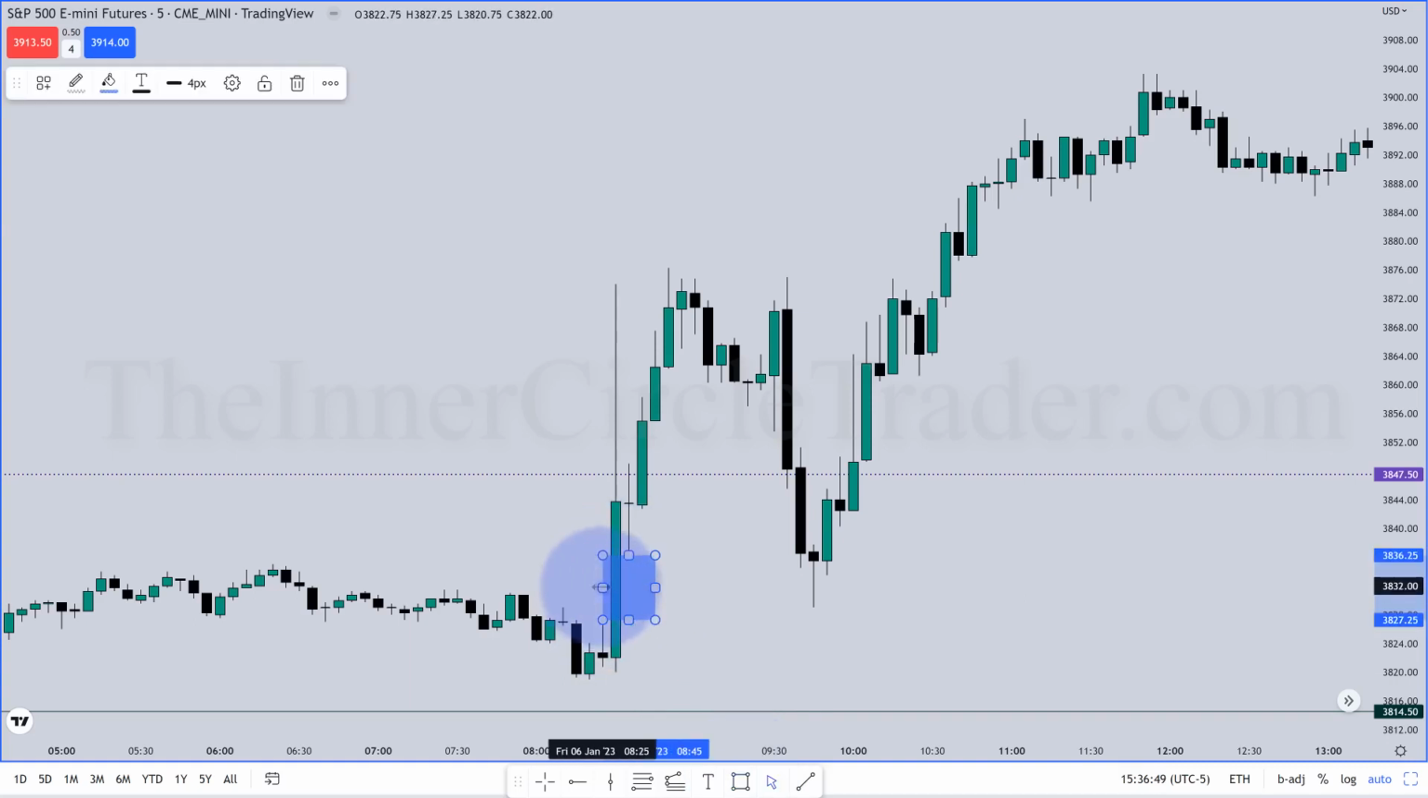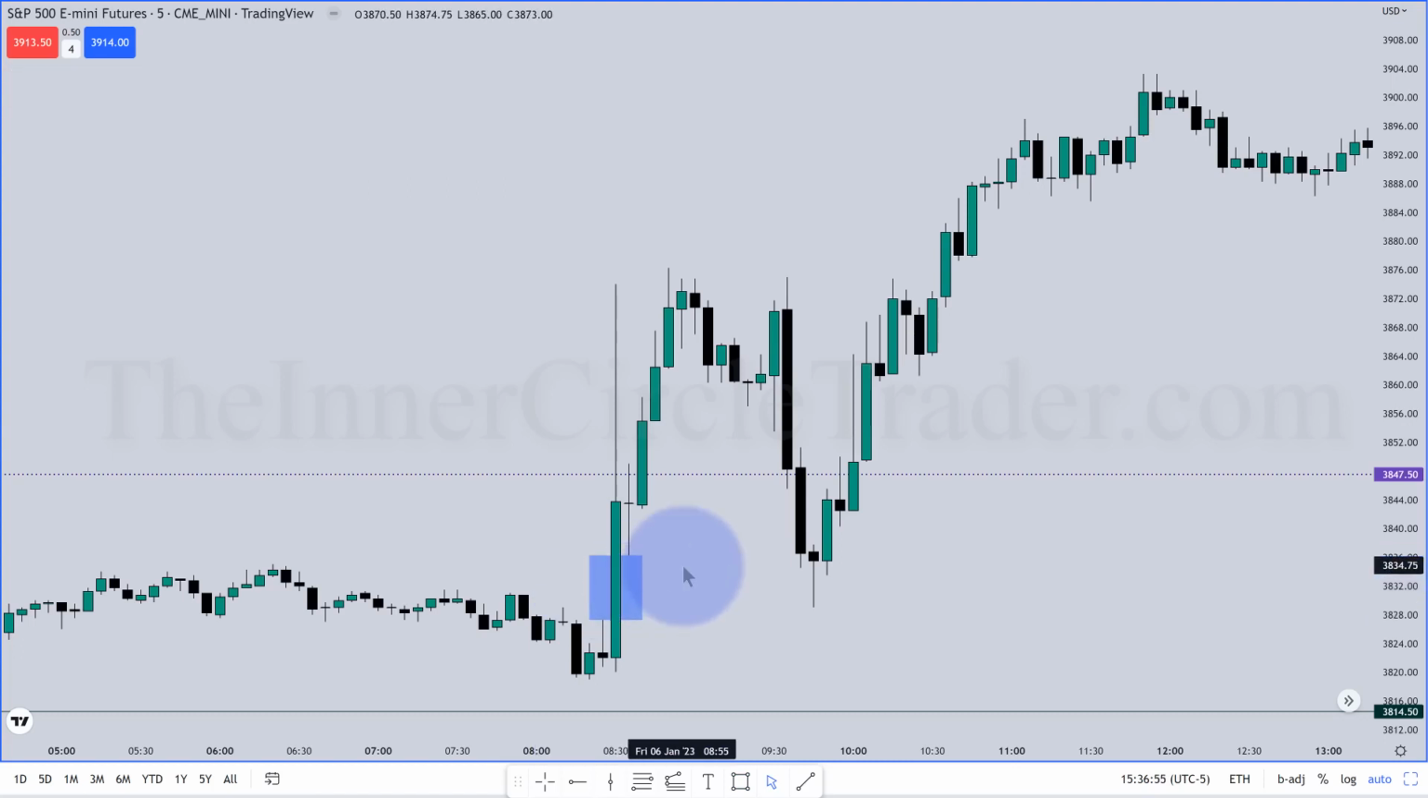This range, right in here, this candle's high and this candle's low. There's only one candle between those two candles. It's this one here. And it's one big, beefy, caffeinated candle.